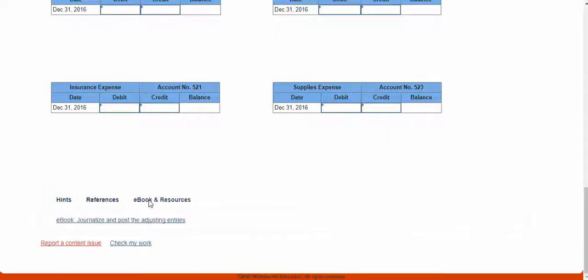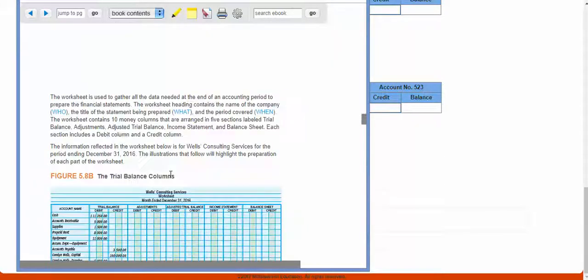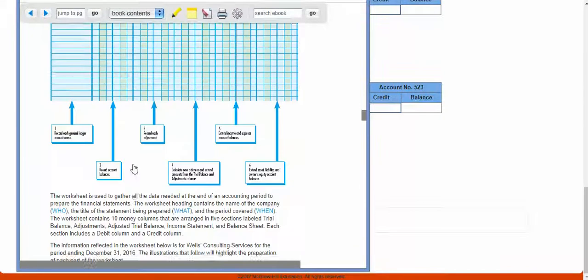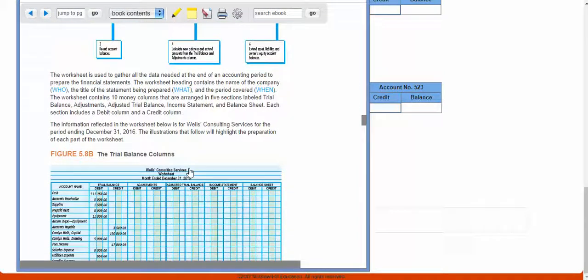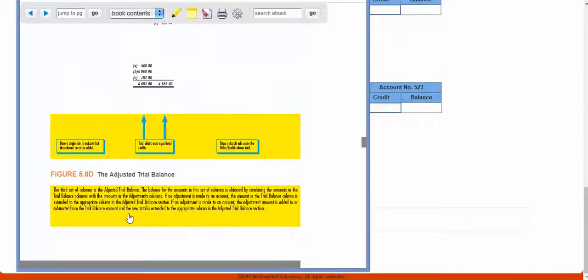And remember, you can always click on the link down here and it can give you the exact location of where in the reading you can refer to. So this talks about the beginning of the worksheet, trial balance columns, the adjustments. So read through this if you have any questions.